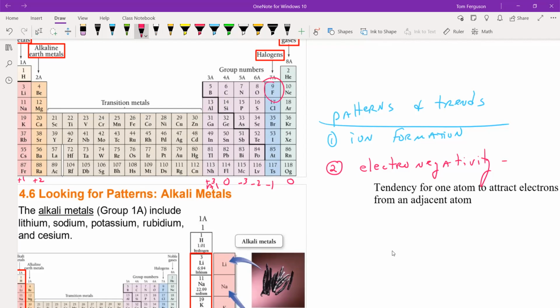Fluorine has the highest electronegativity. Francium, the smallest. So the trend is that way. So everything falls off from fluorine. Now, this is a big deal because this determines polarity. This determines intermolecular force. This determines the kind of bond something will form based on its electronegativity.